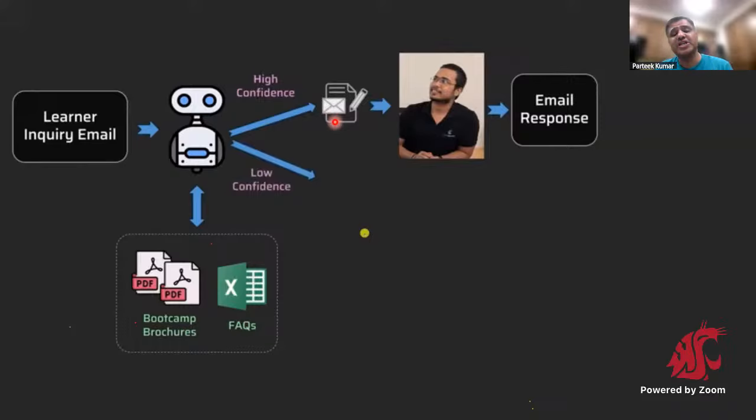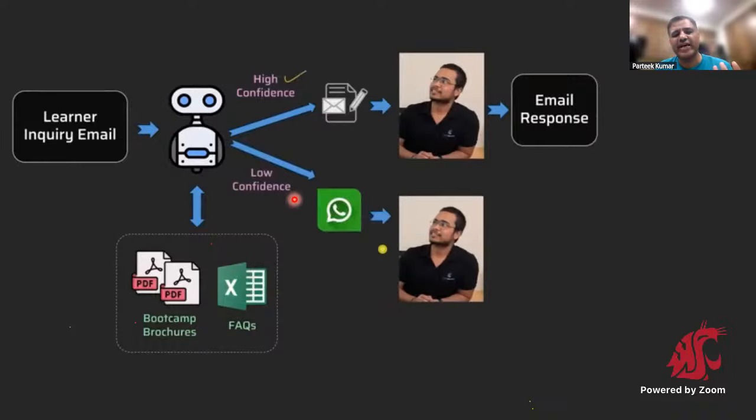But if the agentic AI system has low confidence, let's say someone is asking about the refund policy for a physics course, and the system is not sure whether we have a course on physics or not, then the AI agent is not fully confident about the response. In that case, it can send a WhatsApp message to the person to look into that query, and then that person will respond to that particular request. We wish to build that kind of workflow through Zapier.